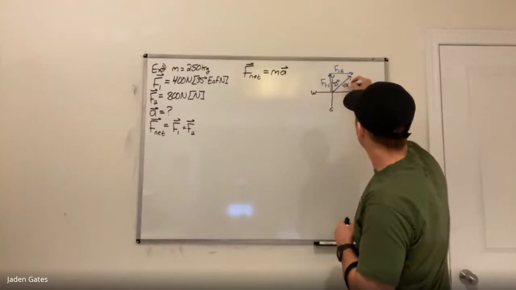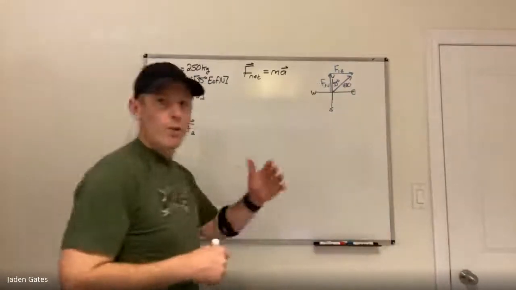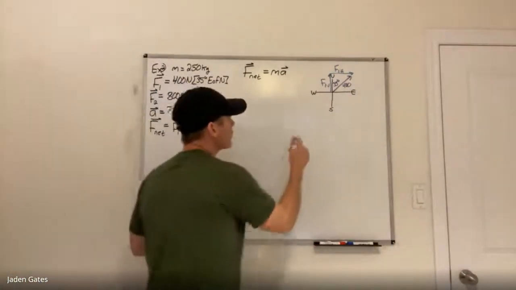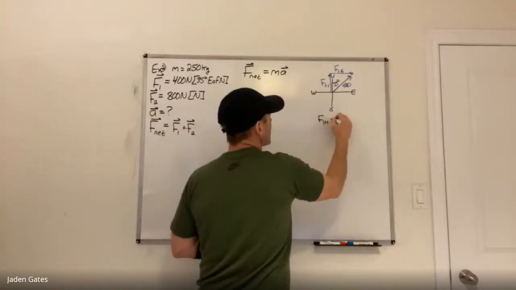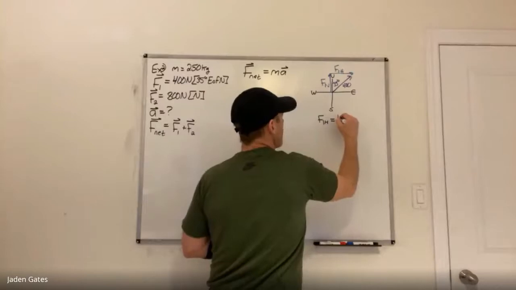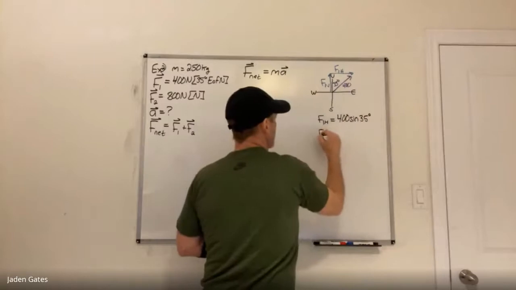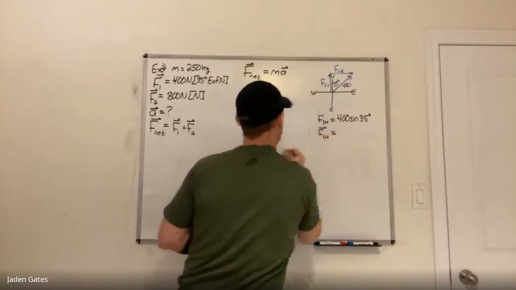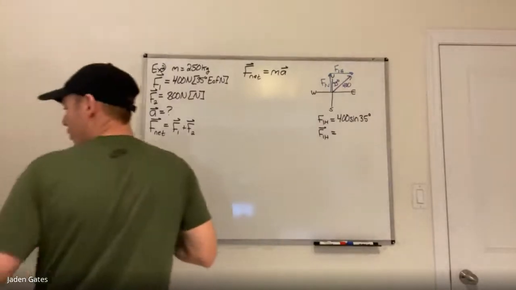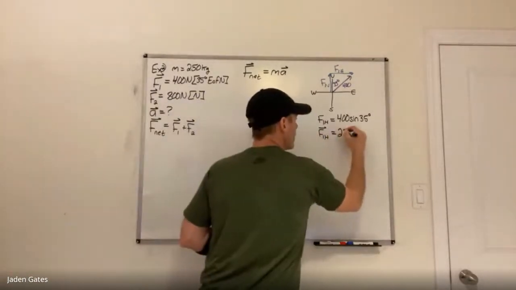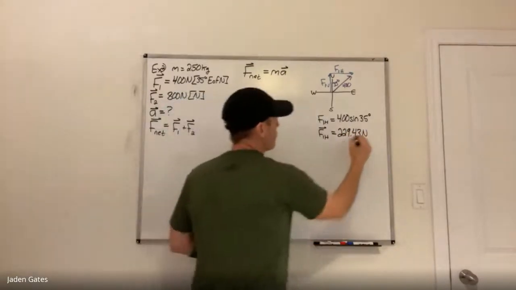All right, so once again, I got to do some trig. I'm going to go a little quicker because we've been doing this quite a bit. So again, 35 degrees. This time my horizontal is the opposite. So it's going to be 400 times sine 35 degrees. I multiply 400 times sine 35. I get 229.43 newtons, and it is directed towards the east.